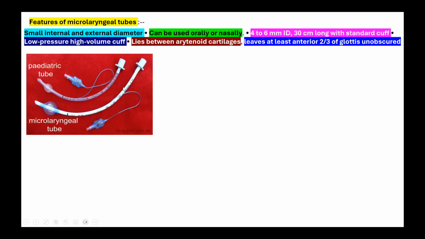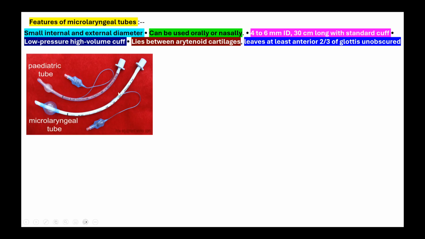And when you intubate, they usually lie between the arytenoids, and at least the anterior commissure will be free. And here you can see the difference between a pediatric tube, which is say a size 5 tube, and the outer diameter will be much larger than this.